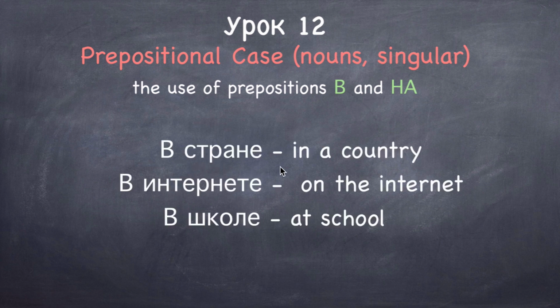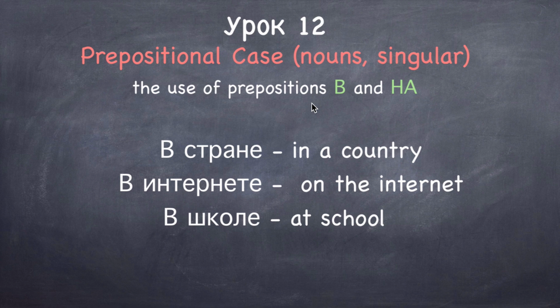В стране, in a country. В интернете, on the internet. В школе, at school. So as you see, the preposition В is translated into English as in, on, or at. So if you had this idea that В would be in and НА would be at, this is not quite the same. We Russians, we follow a completely different idea here.